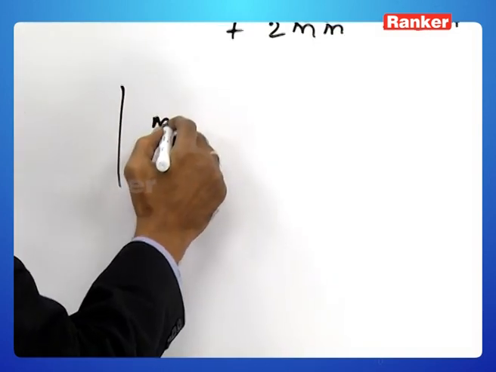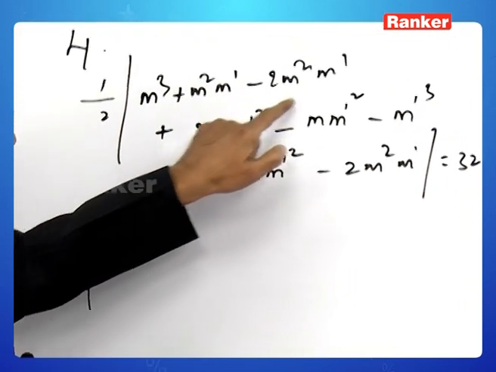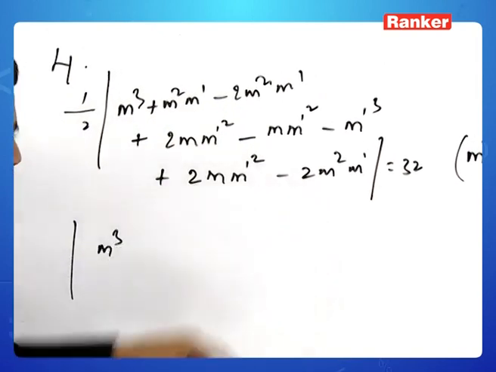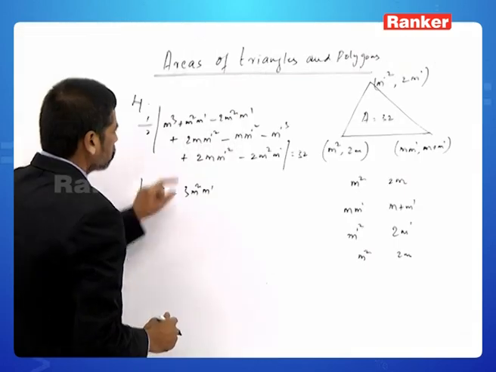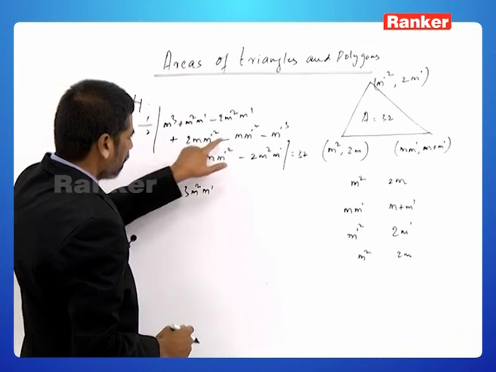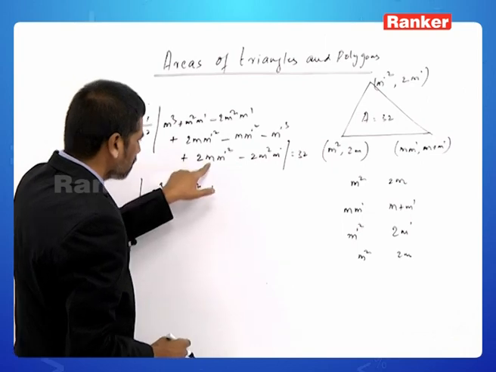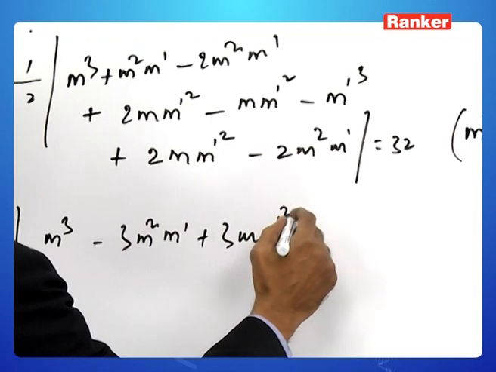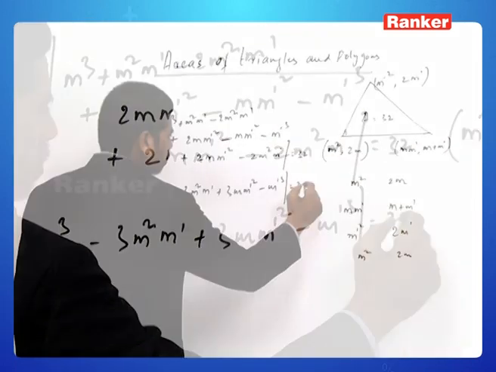M cube. Let's look at this one. This and this are similar. So you will get minus m square m dash minus 2m square m dash makes it minus 3m square m dash. So this is accounted for, this is accounted for. Now let's come to this one. This and this are similar. So you'll get m dash squared plus this one, that makes it 3m m dash squared minus m dash cubed is equal to 32.